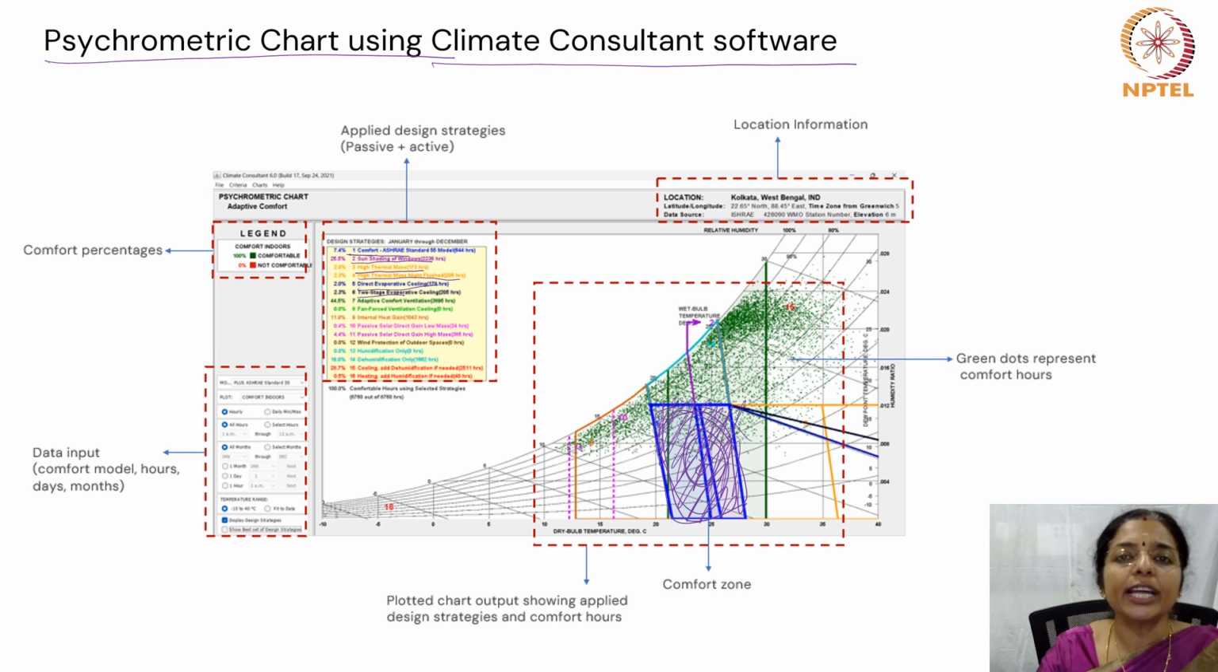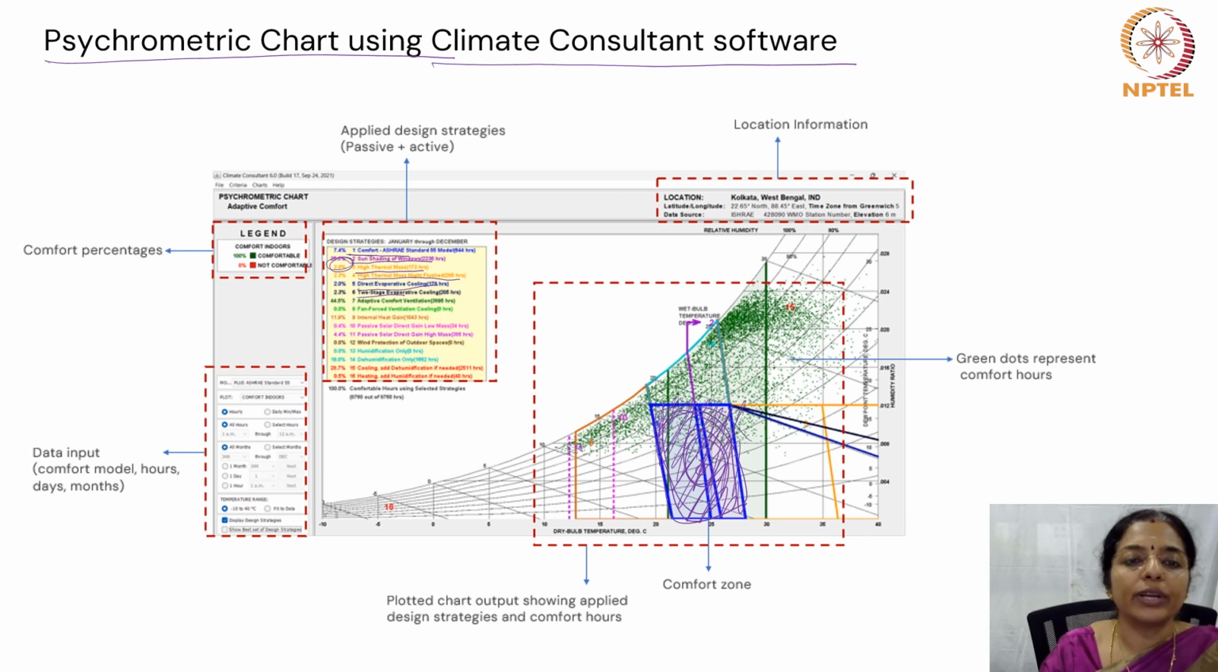Sun shading of windows, 25.5% of the year, reduces solar heat gain and keeps indoors cooler. High thermal mass, 2%. See, you can see this written here. 2% is written here. So 2% of the time, high thermal mass can absorb heat during the day and it releases it at night to maintain comfort.